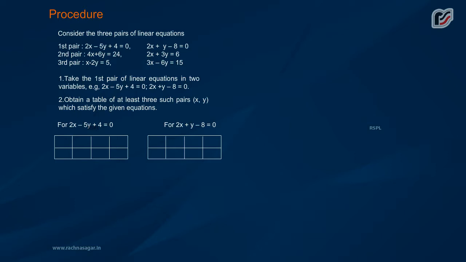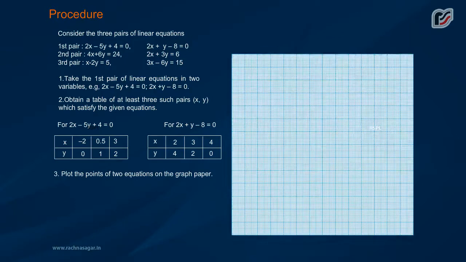For 2x minus 5y plus 4 is equal to 0, the table is: x is minus 2, 0.5, 3. Y is 0, 1, 2. For 2x plus y minus 8 is equal to 0, the table is: x is 2, 3, 4. Y is 4, 2, 0. Third, plot the points of two equations on the graph paper.